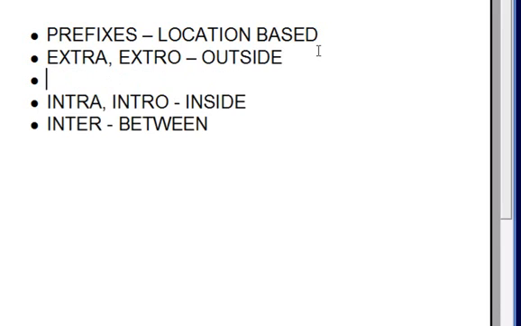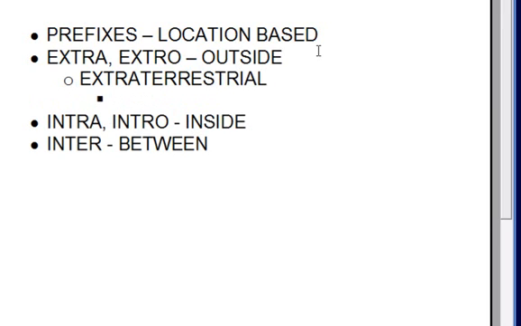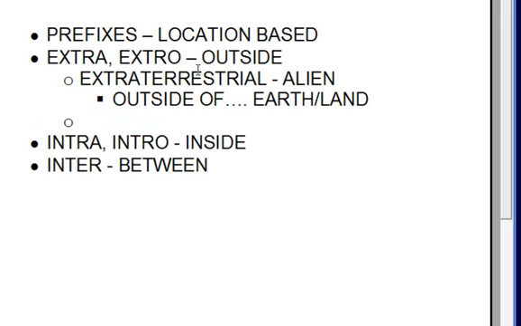So let's talk about different examples of extra. There's extraterrestrial, and that basically means extra, outside of, and then terrestrial is earth or land. And the common definition for that is alien, because they do not belong on earth, although some may say they do.